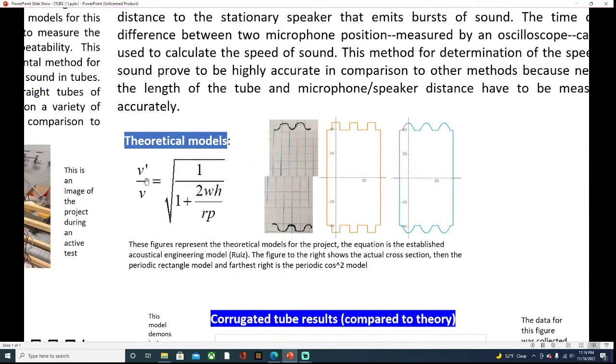That model is shown here. Using the dimensions of the corrugations, you can calculate the expected attenuation. We also were able to form two more models, the periodic square model and the periodic cosine square model, both based on Bloch theory. And we wanted to test these theories and see how accurately they could be measured experimentally. So we needed a good method with which to do so.